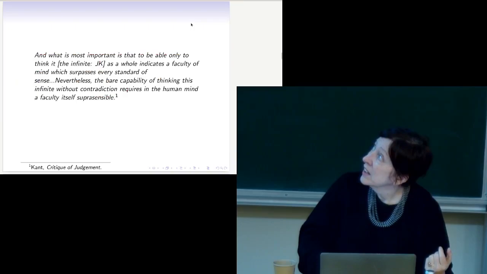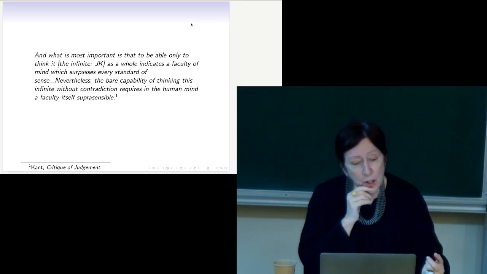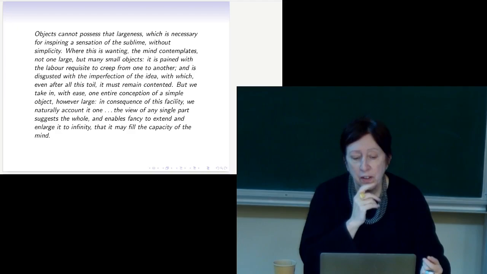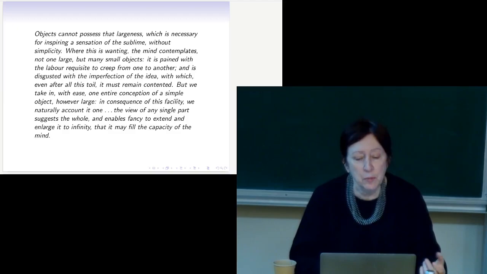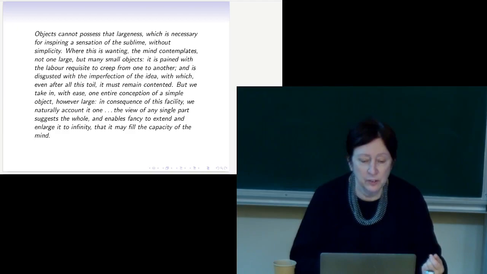Yeah, so I think this is a very funny quote from Girard. So he says, objects cannot possess that largeness, which is necessary for experiencing a sensation of sublime without simplicity. If you don't have simplicity, the mind contemplates not one large, but many small objects. It is pained with the labor requisite to creep from one to another, and it's disgusted with the imperfection of the idea with which, even after all this work, it must remain contented.